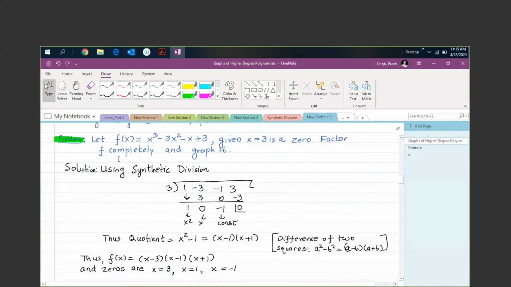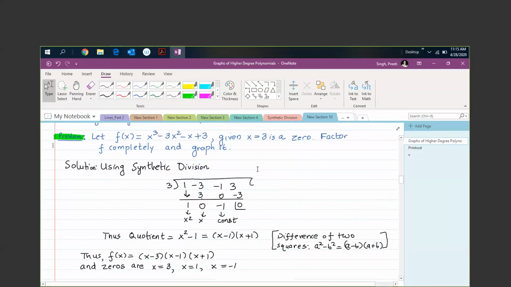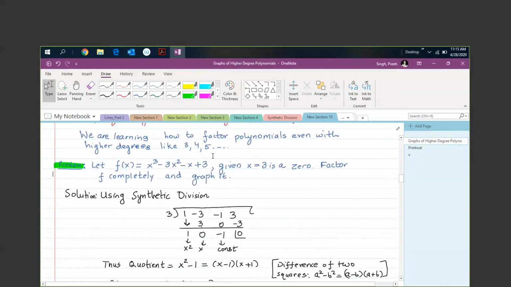Let me read it. Suppose I have this function right here, something you have been learning in the last week. X equals 3 is a 0, factor f completely and graph it. So the new thing here is just graphing it. You have been factoring these kinds of polynomials using synthetic division, and I'm going to continue with that.